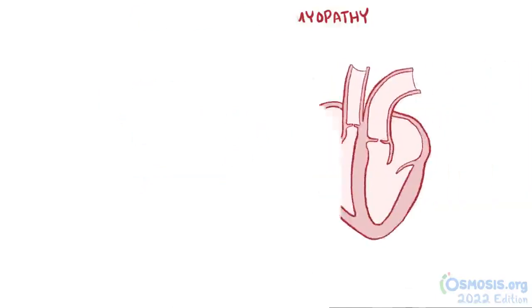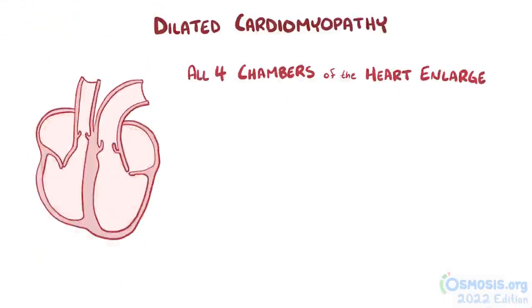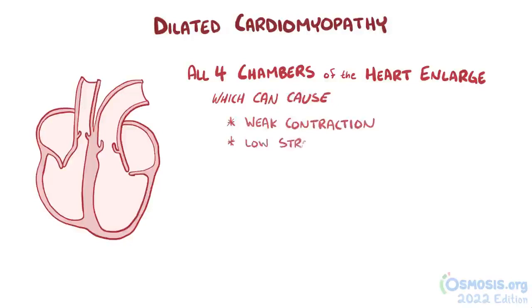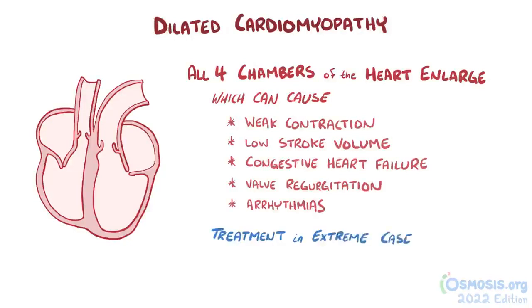Alright, as a quick recap. Dilated cardiomyopathy is a disease of the myocardium which causes all four chambers of the heart to get bigger. Because heart walls will be thin compared to the large chambers, this can result in weak contraction, low stroke volume, and congestive heart failure. It can also cause valve regurgitation and arrhythmias. Treatment, in extreme cases, is to do a heart transplant.